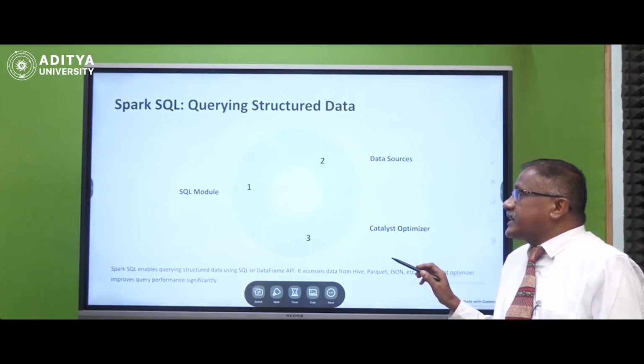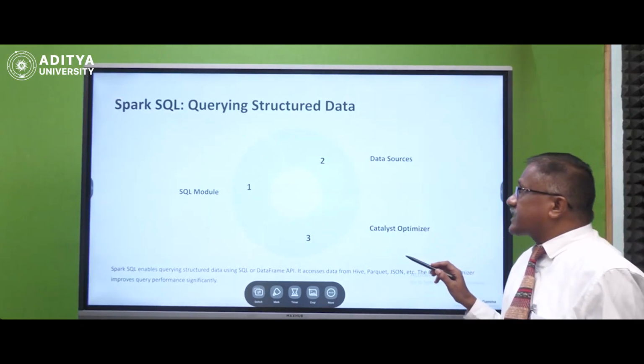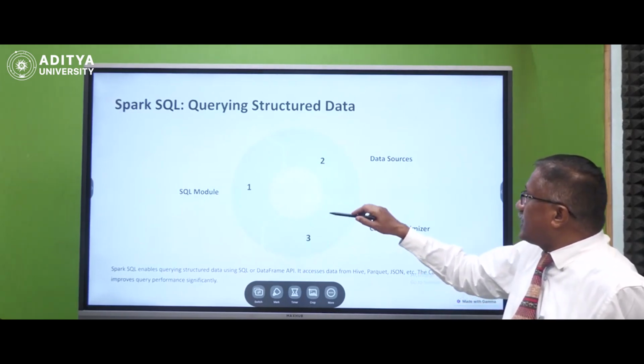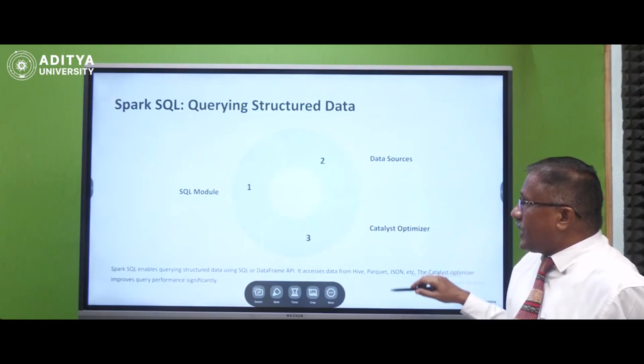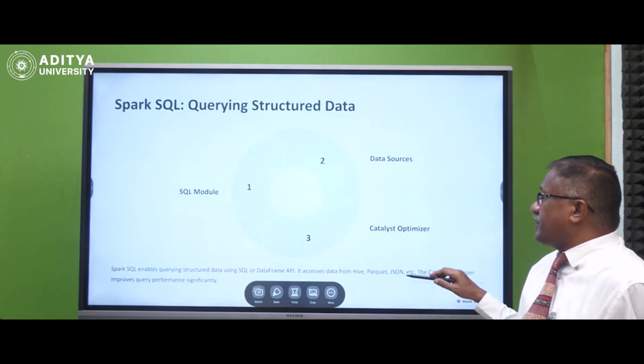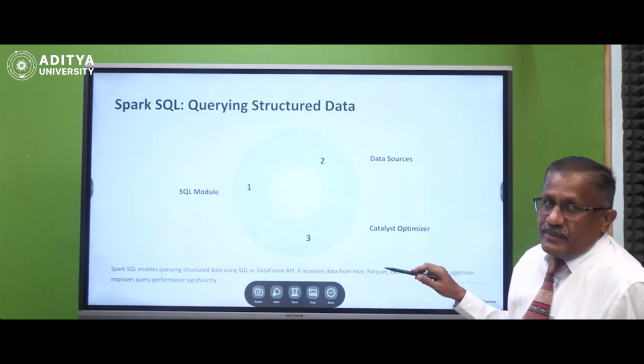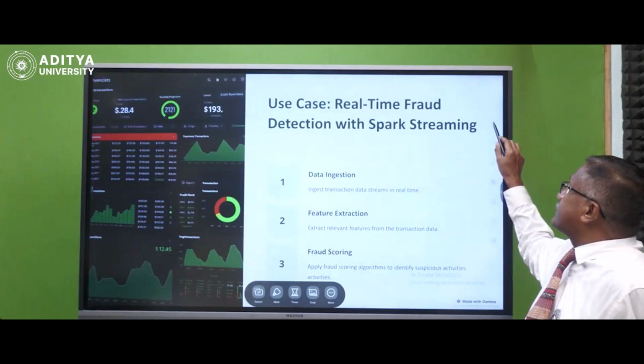Spark SQL, that is coming with Spark, is for querying structured data. So first is the model, then the data source, and categorized optimal. All these things are combined together, and the structured data is handled using SQL DataFrames with the help of an API. API means application programming interface.